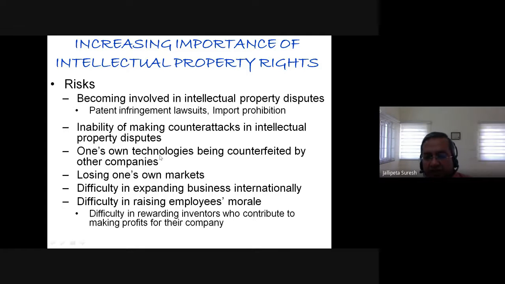One of the ways of motivating employees is by rewarding inventors for their contribution to the inventions that they make for the company.